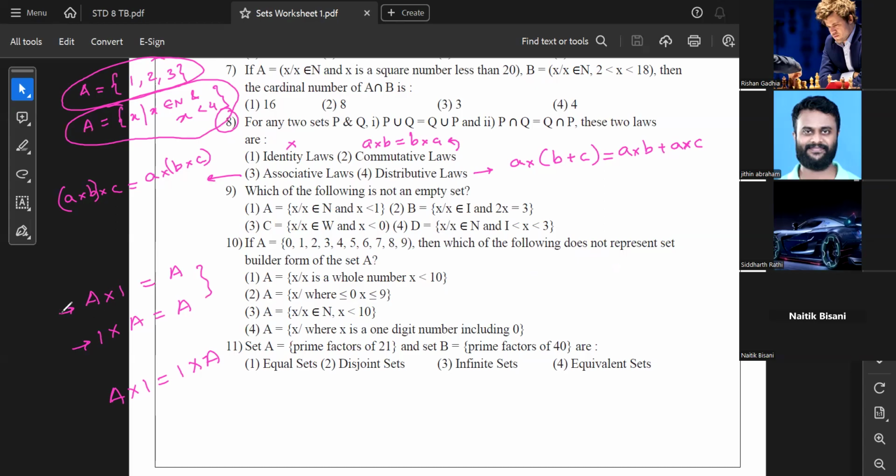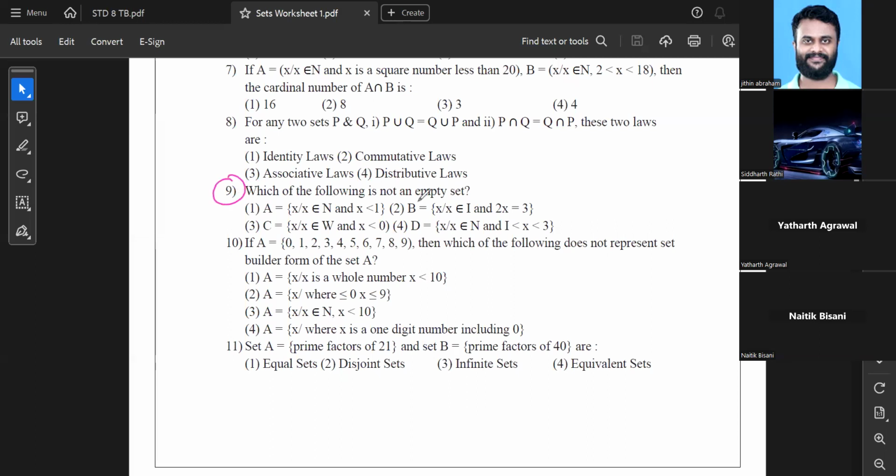Okay, I'm erasing this. The answer to this is, by the way, commutative law. I've already told you it's commutative law. Yes, Rishan, tell me what's your doubt. Okay, I'm assuming. Sir, I forgot.